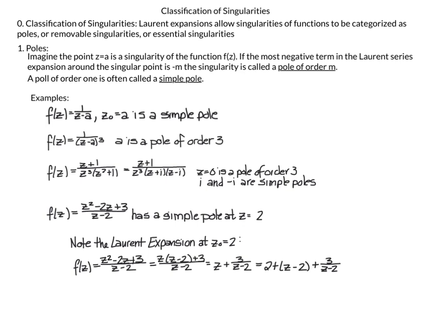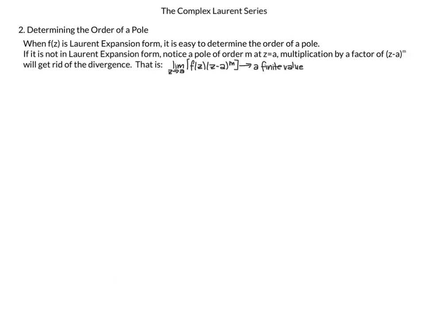This here is not in my form, it's not expanded around z equals 2, but I can introduce my minus 2 and then add a 2. Remember, in my Laurent series expansion, it's okay to have coefficients, but my z terms, we want to expand around a z naught. So here I have 2 plus z minus 2 plus 3 over z minus 2. This is my Laurent series expansion. You can see 3 is my coefficient on the most negative exponent, which is negative 1. So our simple pole is z equals 2.